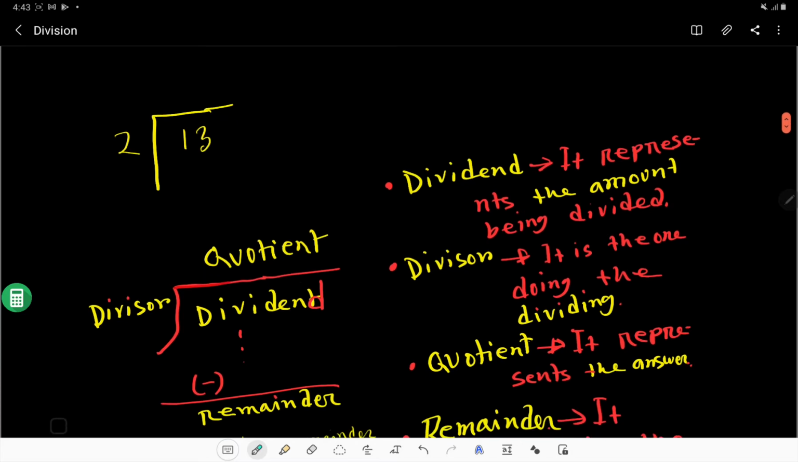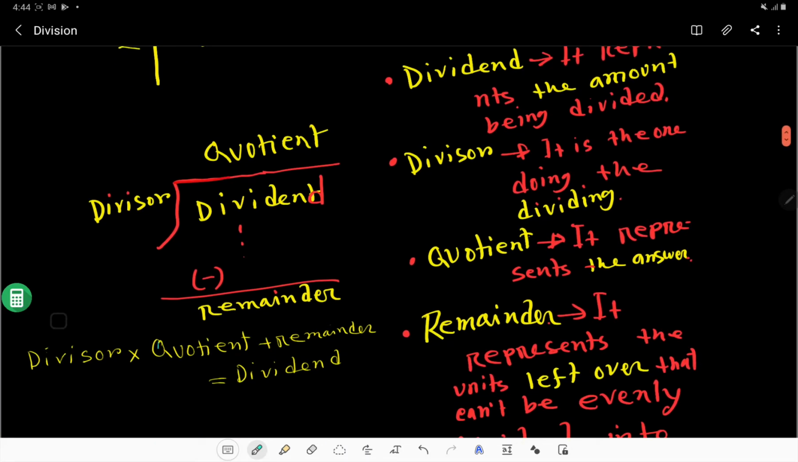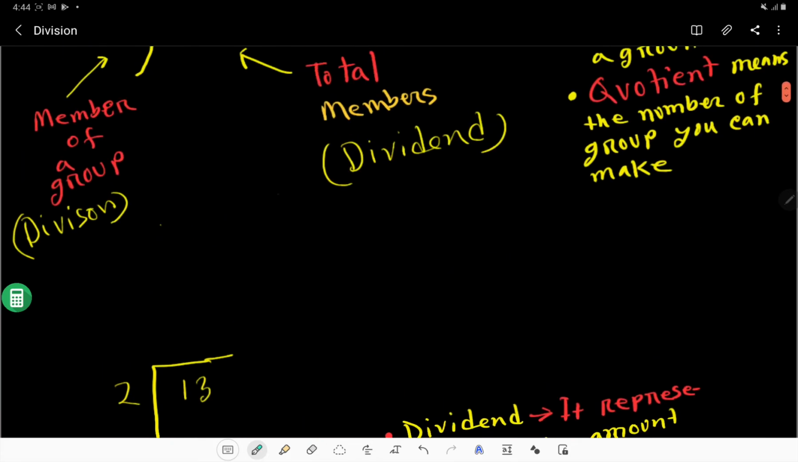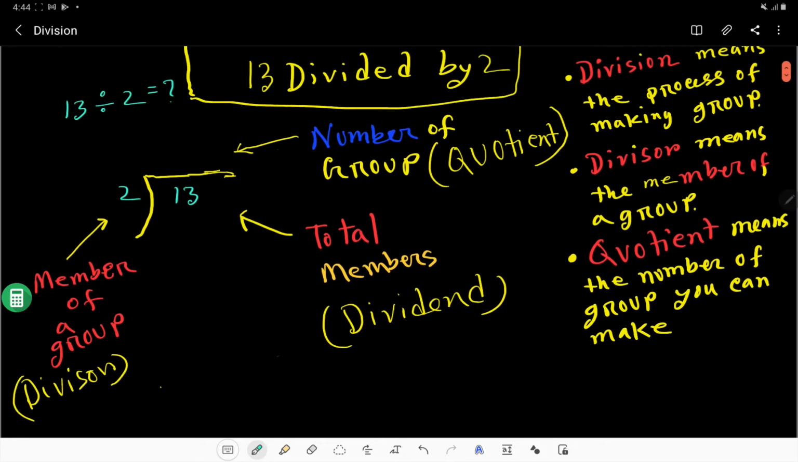So the dividend represents the amount being divided, here 13, and the divisor is the one doing the dividing. The quotient represents the answer. And what is the remainder? It represents the units left over that cannot be evenly divided into the quotient, right? So now come to the main point.